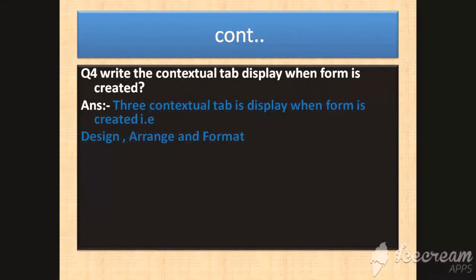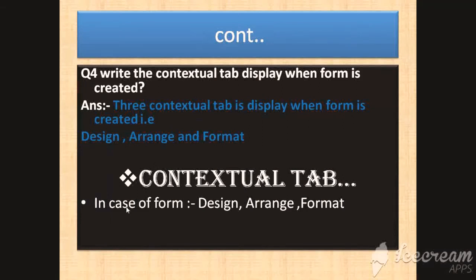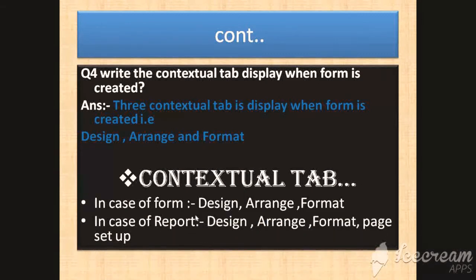You can pause the video while writing, fine, and if you have not understood any of the answers, you can ask me through the comment box. One student has a confusion regarding contextual tabs, so now it's time to clear the confusion. In case of a form, there are 3 contextual tabs: Design, Arrange and Format. And in case of a report, there are 4 contextual tabs: Design, Arrange, Format and Page Setup.